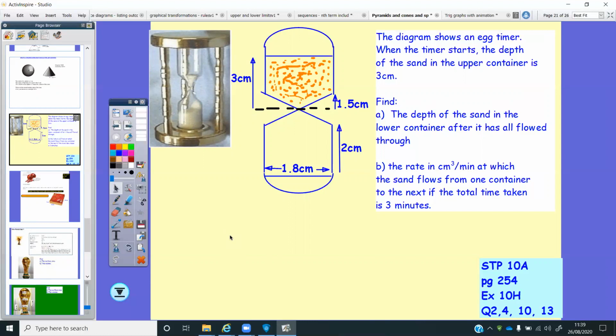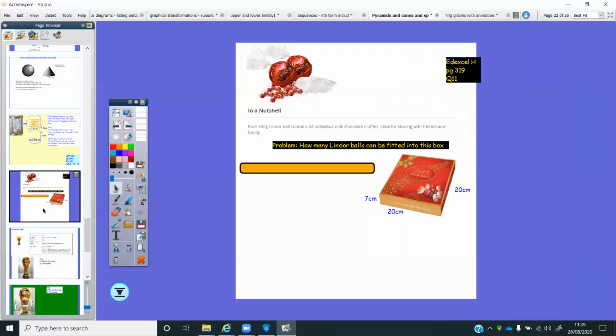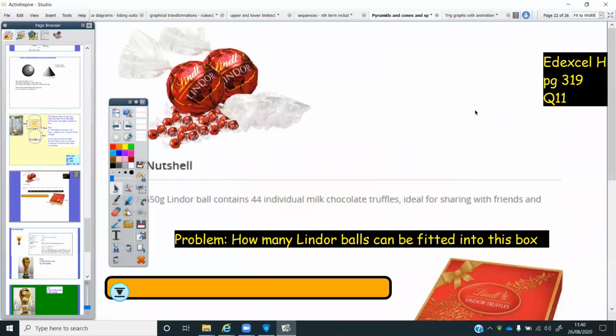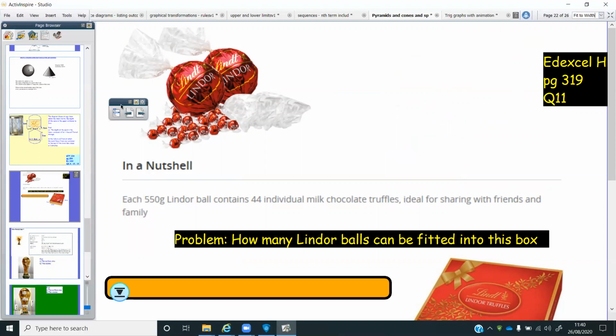And then one of the latest things I've been doing here, let me just make that a little bit bigger so we can see that. What we've got is Lindor. Now, these are the massive Lindor sweets that contain these smaller ones. So it says each 550 gram Lindor ball contains 44 individual mint truffles. So you can work out the mass of one truffle there.